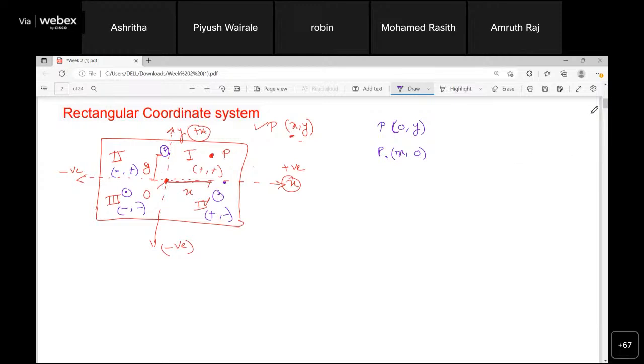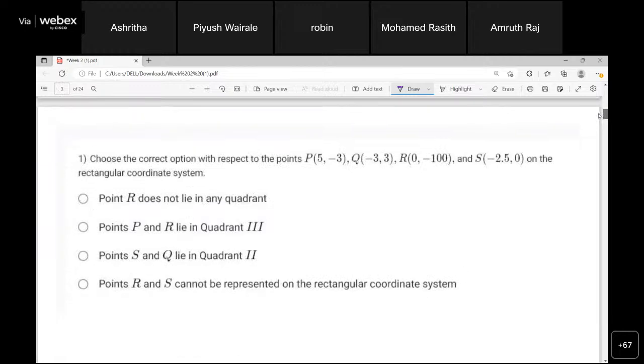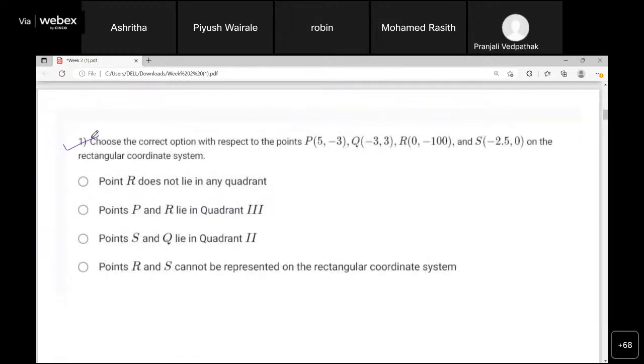Any doubt in this part? Let's take the first simple question based on this. Now check which of the following options is correct based on these 4 points.